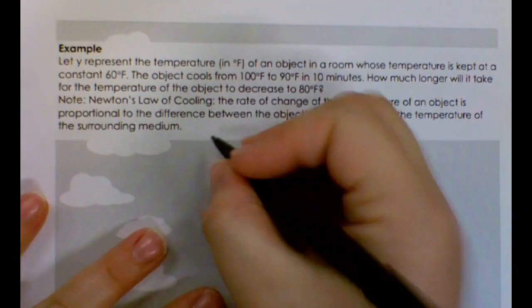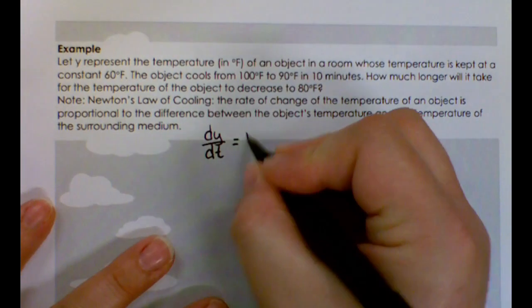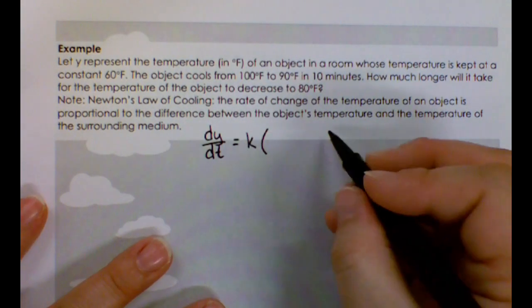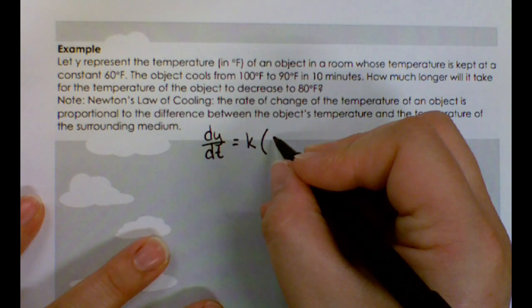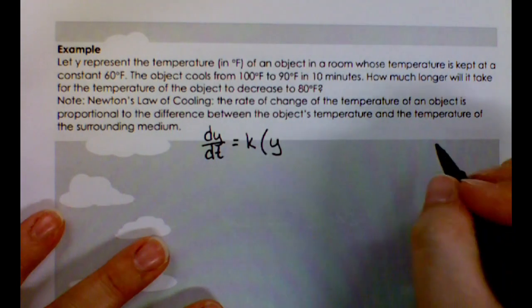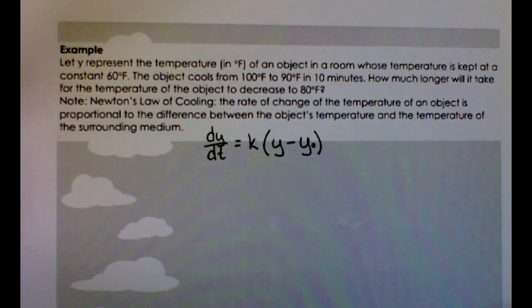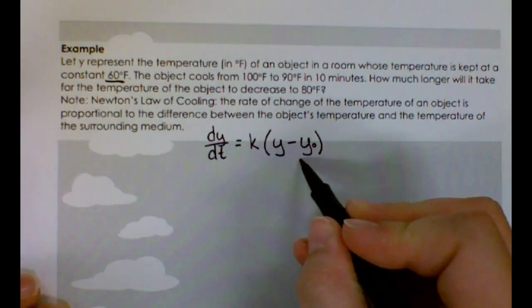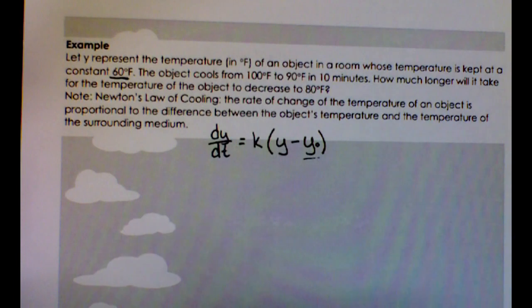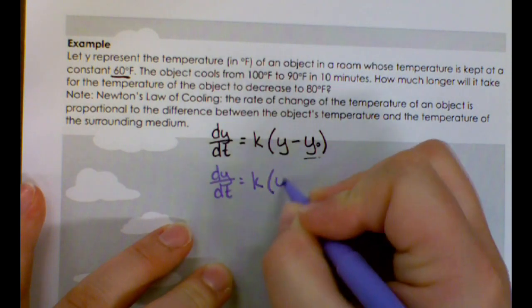So the rate of change of the temperature, that's our dy/dt, is proportional to, so k times the difference between the object's temperature, which is y, and the surrounding medium. We'll call that y0 because it's a constant. We know that it's kept at a constant 60 degrees Fahrenheit, so we know y0 is 60. So we know the rate of change is proportional to y minus 60.